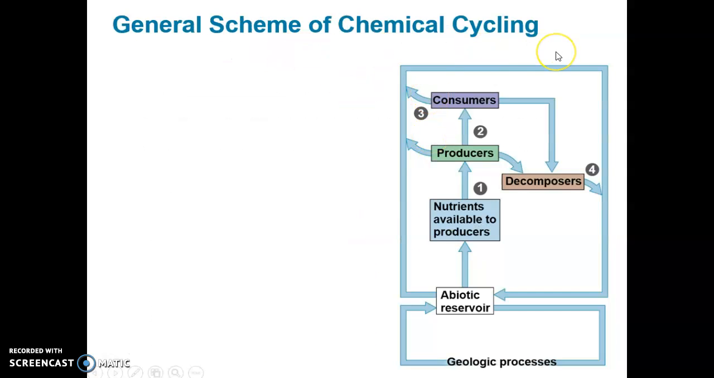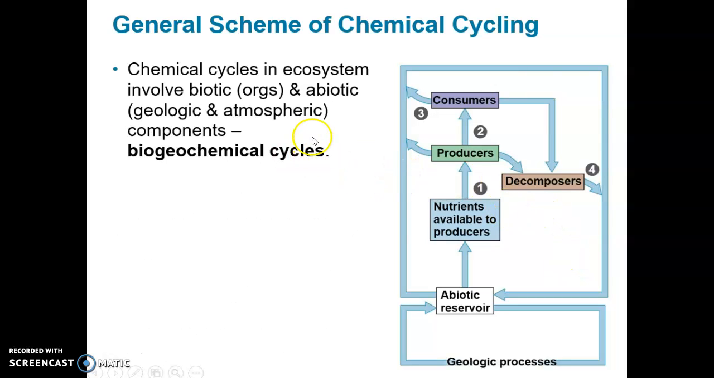So this is a general scheme of chemical cycling from our textbook. Chemicals cycle in the ecosystem, and they involve both the biotic and abiotic components. The overall term that's used is biogeochemical cycles. Bio for the living biotic organisms, and geochemical because of the geologic processes and atmospheric processes that are dealing with the cycling of these chemicals.